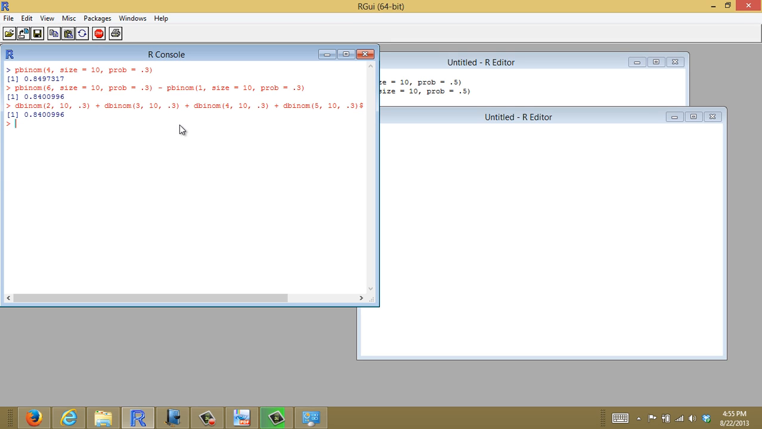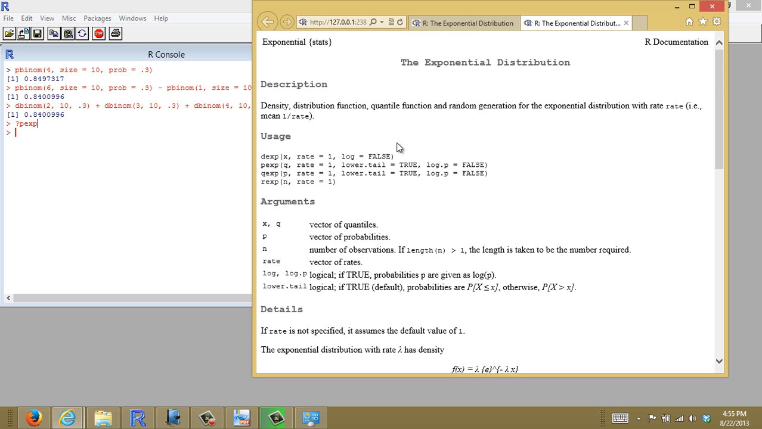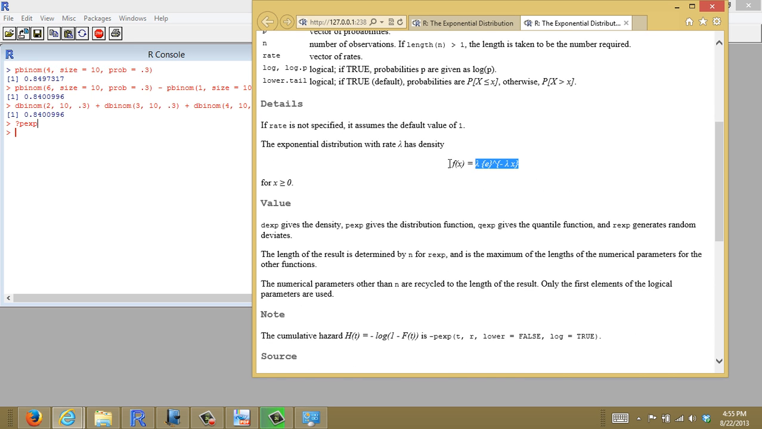But one key detail that we have to be careful of: there are different parameterizations of distributions. If we type in ?px, it's going to give us more information about the exponential distribution. And if we look here, it says that the exponential distribution with rate lambda has density equal to lambda e to the negative lambda x.